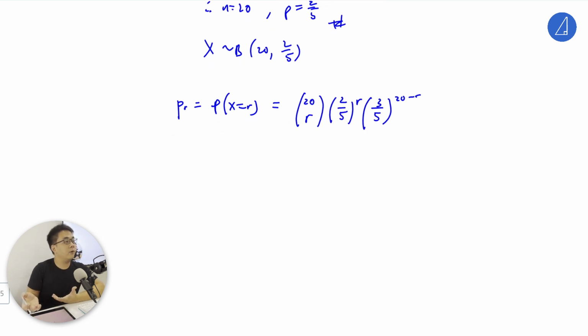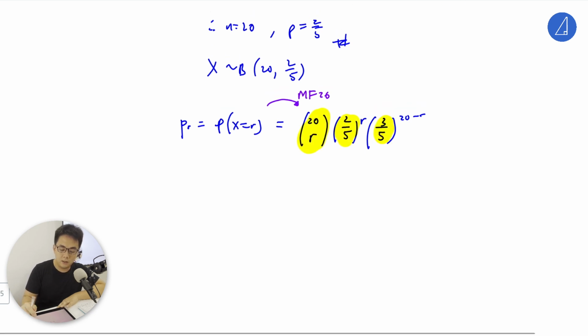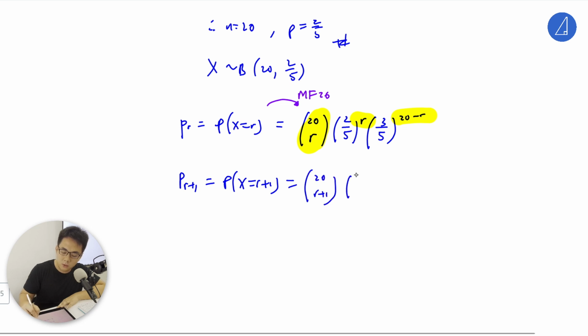You can use MF26, not an issue. Just use MF26, but I'd rather you understand. So the number of ways to arrange the branches, the number of ways of success, non-success. So this is fine. Then P_(r+1) is obviously P(X = r+1). So there's 20 choose r+1, then 2/5 to the power r+1, and 3/5 to the power 20 minus (r+1).